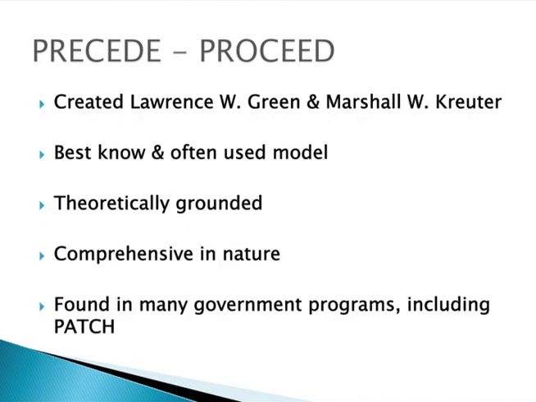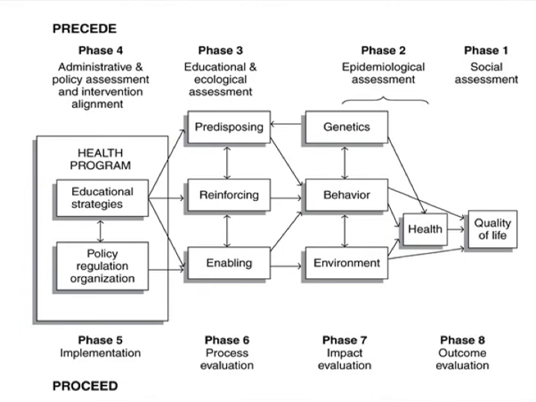It was created by Lawrence W. Green and Marshall W. Kreuter. Best known and often used, theoretically grounded, and comprehensive in nature, this model has been the basis for many professional projects at the national level and was developed over the course of 20 years. It was influenced by the participation of Green and Kreuter in national policy initiatives and the development of community health promotion programs such as Planned Approach to Community Health, which is again PATCH. PRECEDE-PROCEED is composed of 8 phases or steps.